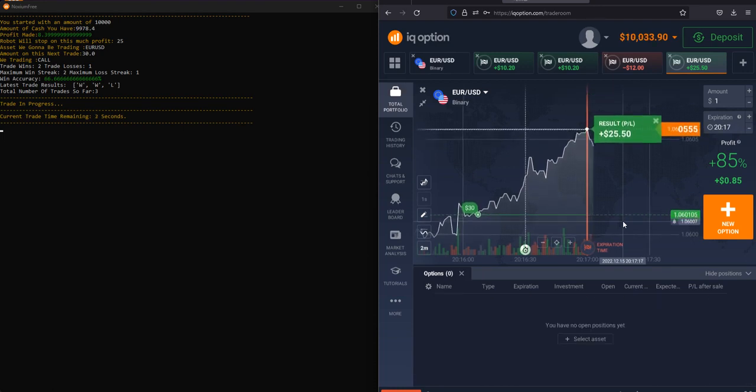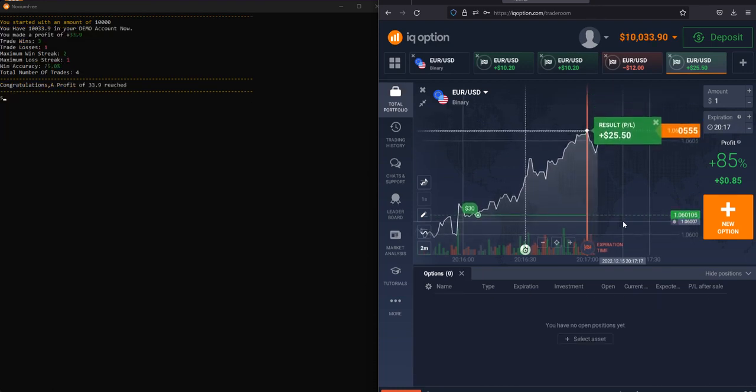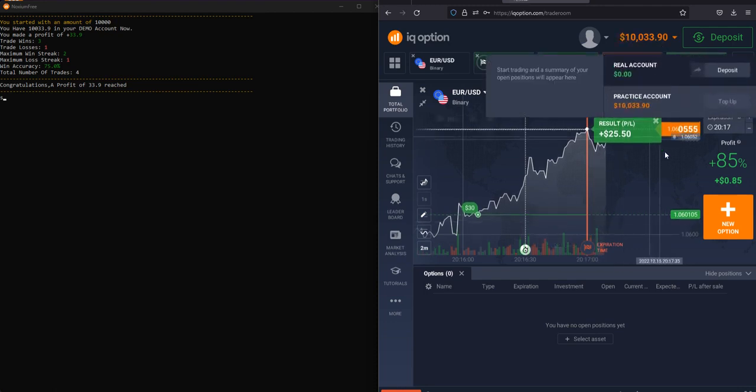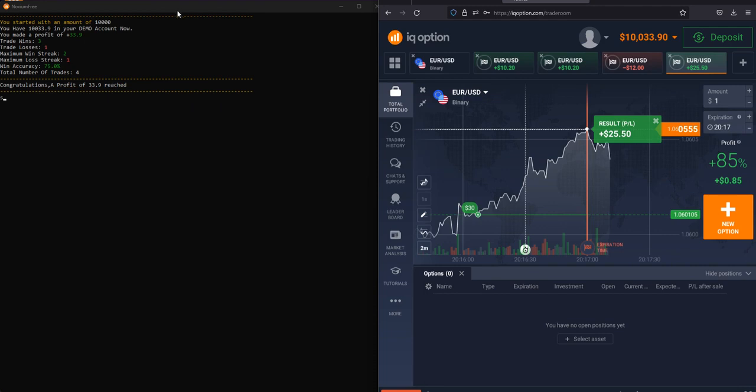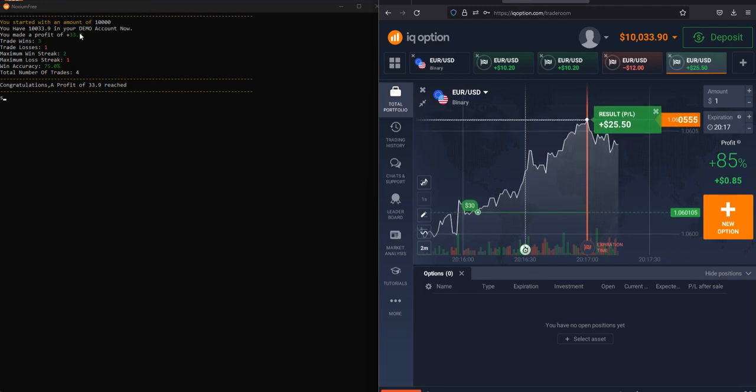And we win the trade. Let's see. I think the robot has ended now. And we are done. We made $10,033 from 10,000. We started with an amount of 10,000. We have 10,033 now in our demo account. We made a profit of 33. 3 wins, 1 loss, 75% accuracy. That really doesn't matter. All that really matters is the profit.